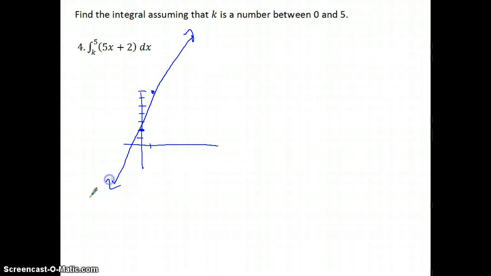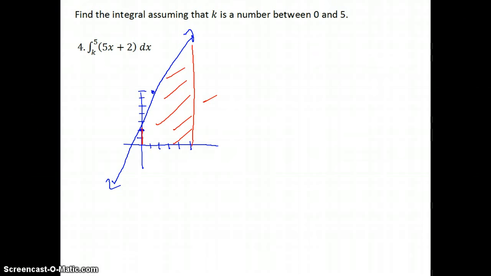We have this line like so, and it's kind of difficult because we know that we're finding the area all the way to 5. So we're finding the area here. We just don't know where to start. Does k start at 0, 1, 2, 3, 4, 5? We just don't know.